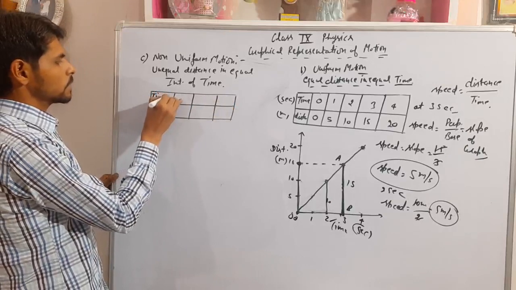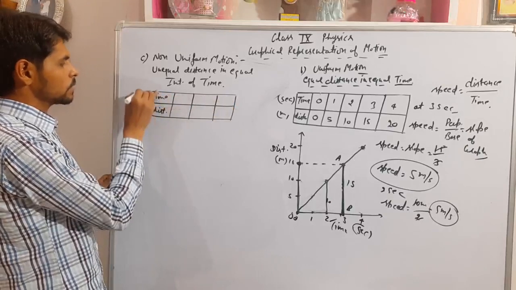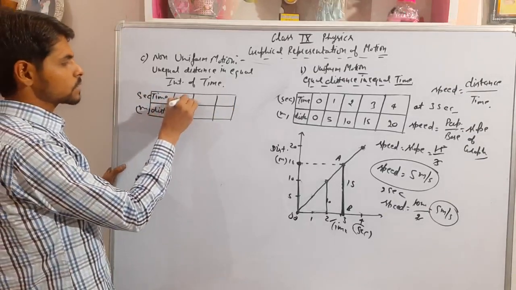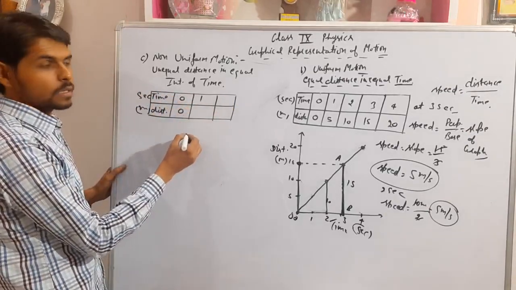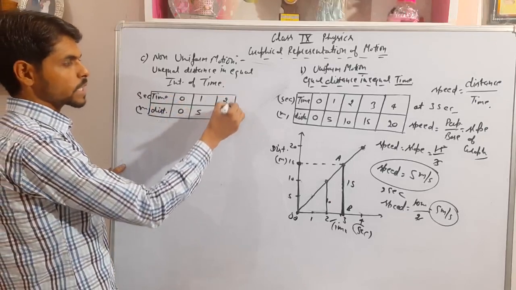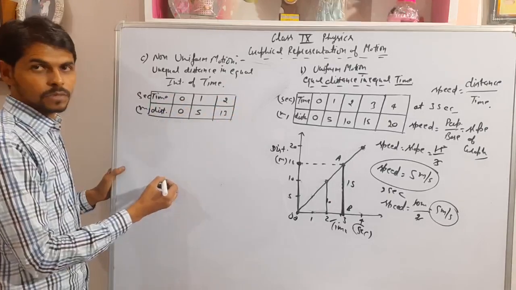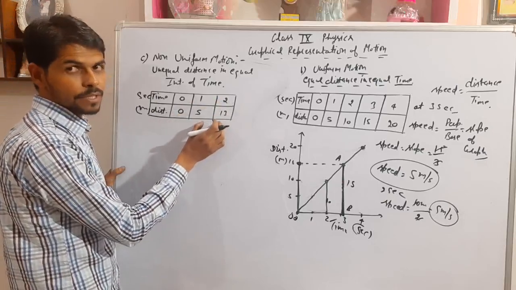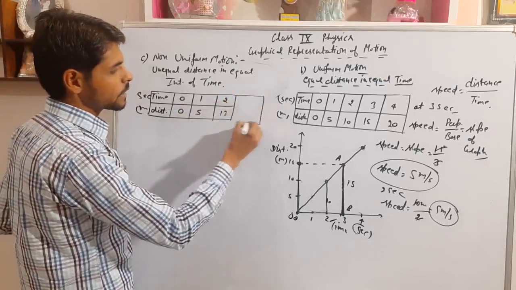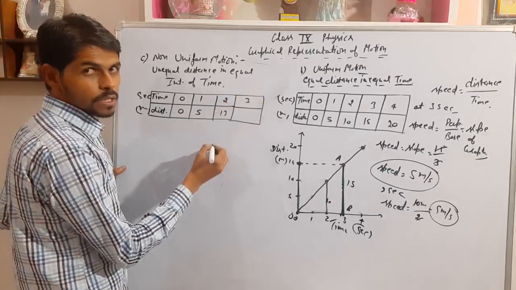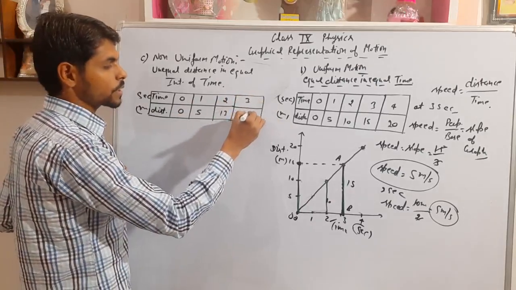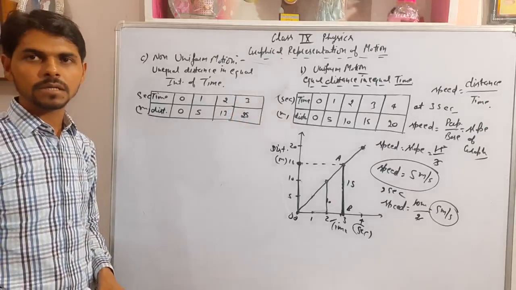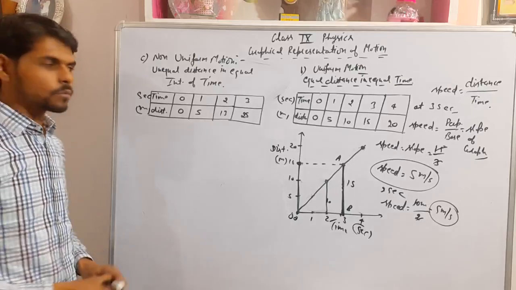And this is the time and this is the distance. Okay, time is in seconds, distance is in meters. So time is 0, distance is 0, time is 1 second, distance is 5, but at 2 seconds, distance is 13 meter. In the first second, distance traveled is 5 meter, in the second it is 8 meters only. So what will be next? In 3 seconds, it now becomes 25 meters. So is the distance equal in equal interval of time? That is no. So this is non-uniform motion.